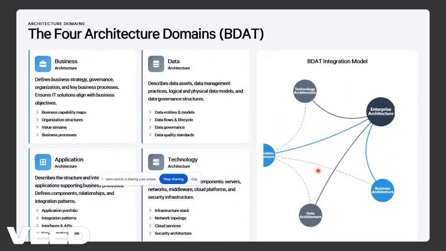Now, the four architecture domains, BDAT. These are the main architecture domains: business architecture, data architecture, application architecture, and technology architecture. This is the BDAT integration model. These are the four pillars of TOGAF enterprise architecture, and how it is integrated with all four models drives it.